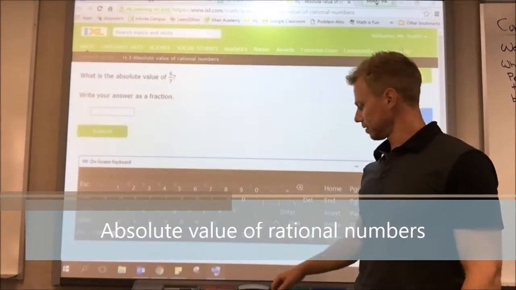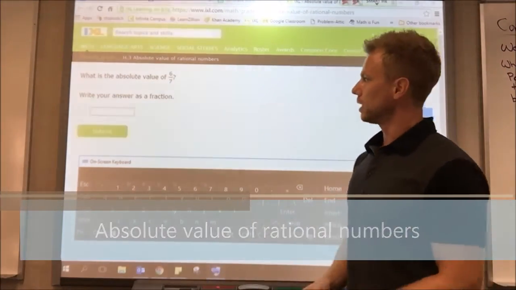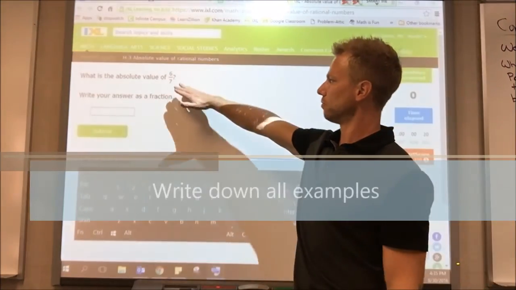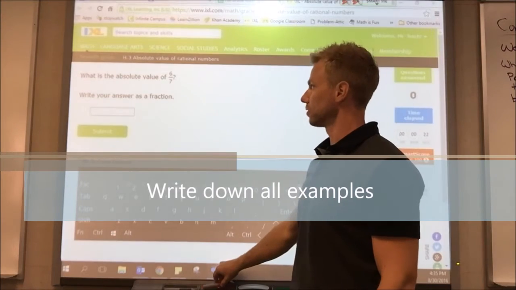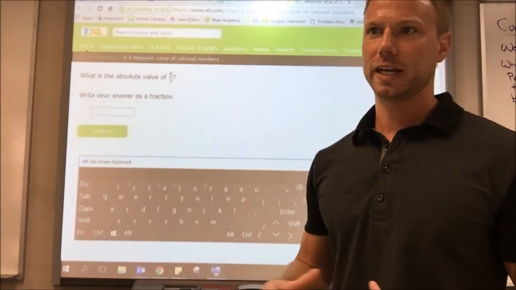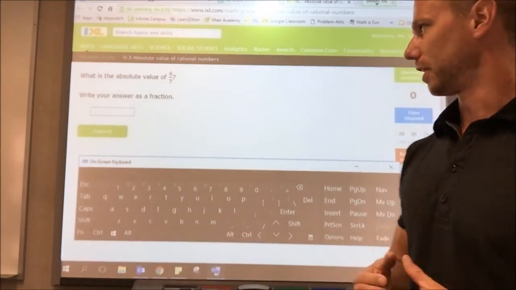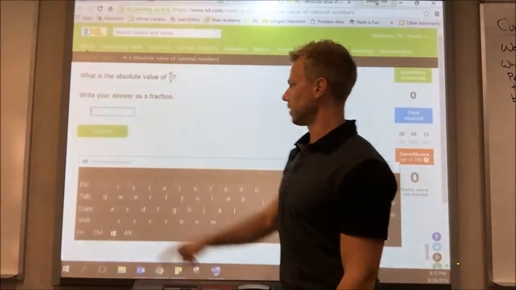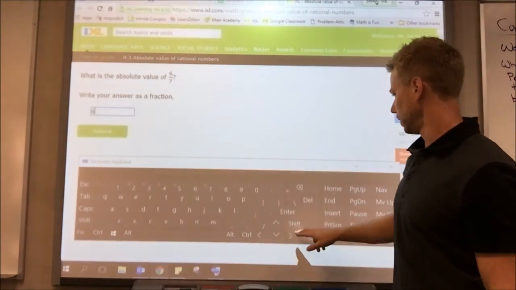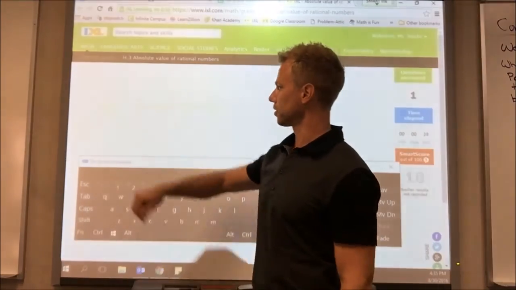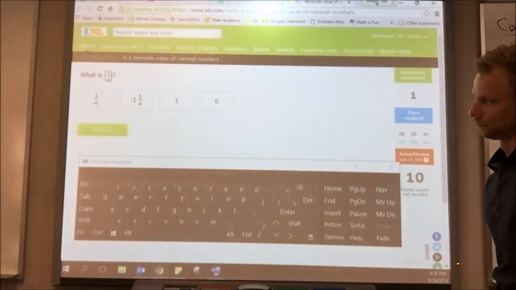All right, the first practice link on NS1B has us looking at absolute value. It says, what is the absolute value of 6/7? Remember, absolute value takes a number, whether it's positive or negative, and looks at the positive value. So this is already positive, 6/7. So the absolute value is still going to be 6/7. So we just plug in that fraction, and that's it.